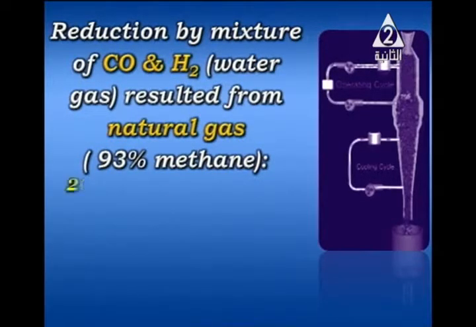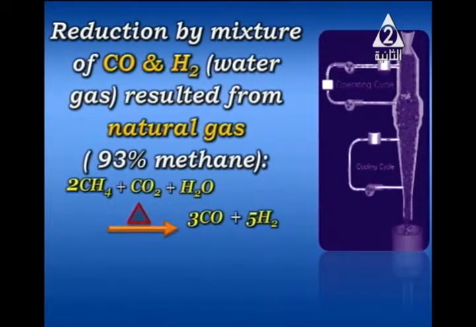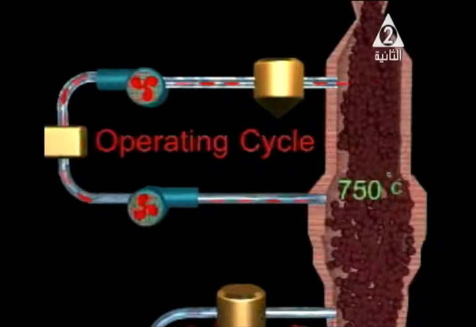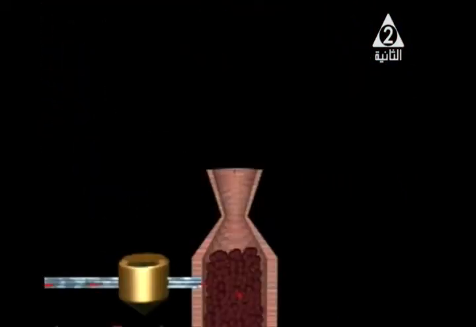As the equation proceeds on the screen, methane plus carbon dioxide plus water gives a mixture of carbon monoxide and hydrogen gas. This mixture is used to reduce the iron 3 oxide, which is hematite ore, in order to get iron, releasing carbon dioxide gas and water vapor, as the following animation shows. The iron ore is placed from the top opening of the furnace, and then the water gas is passed over it to reduce the iron 3 oxide into iron.